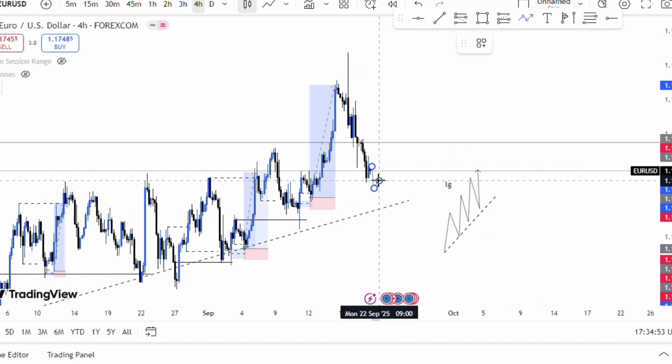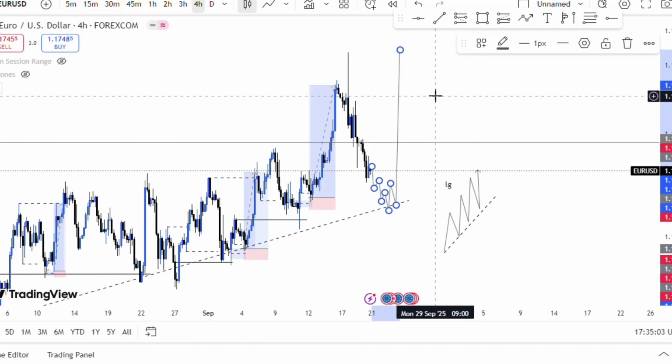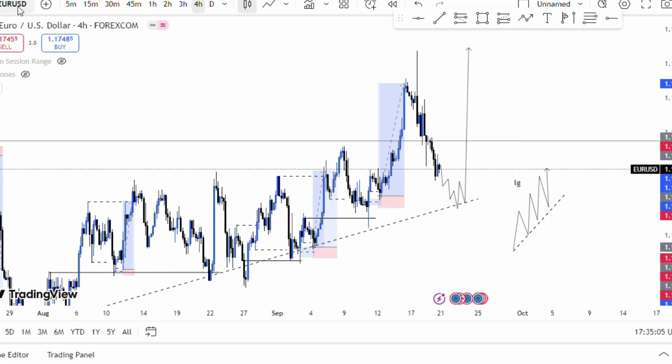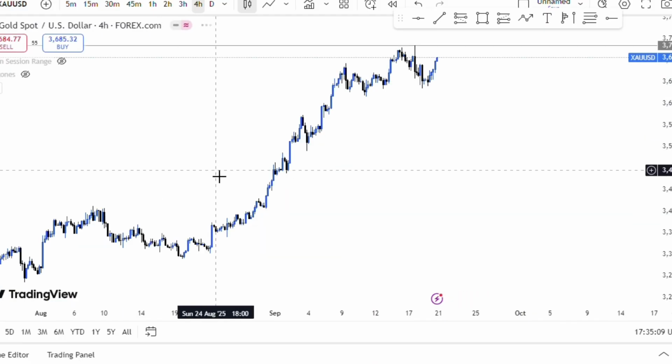Right now, I'm going to be waiting for the market to tip a level. So if the market comes back to a level and gives us a structure to the upside from the lower time frame, I'm taking that short from that level to this particular level. So that is what I'm looking at on Euro USD. Let me show you something on gold.